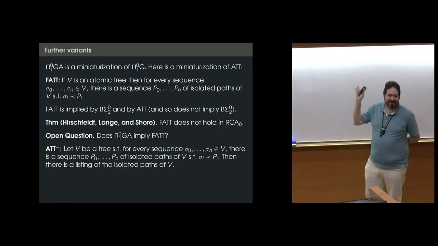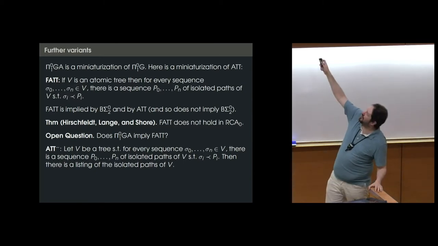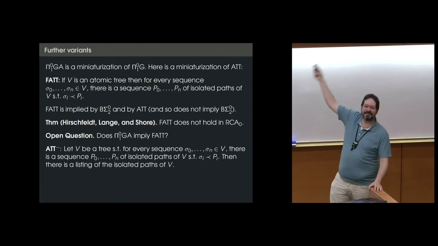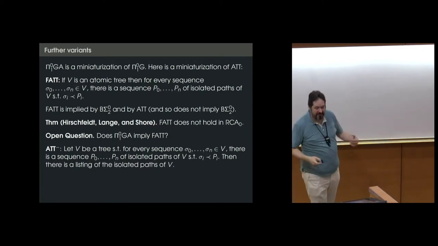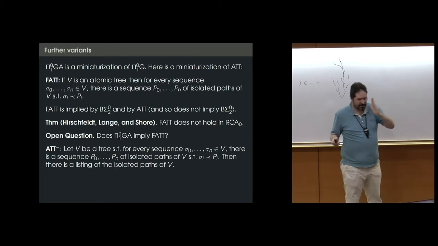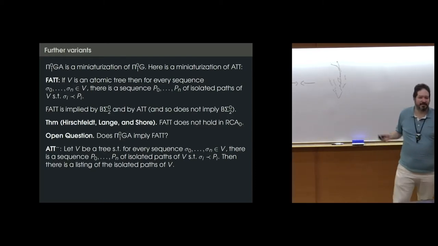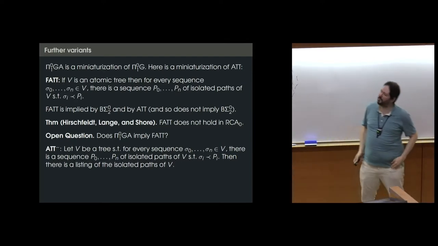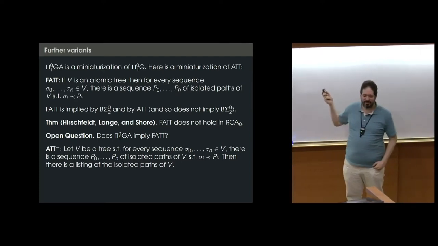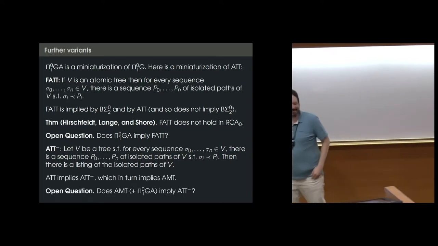And one last variation here. We can take the conclusion of the finite ATT and use it as the hypothesis of a theorem. We say, if you have a tree where for every sequence of nodes there's a sequence of isolated paths extending it, then there's a listing of the isolated paths. So that's another version. For some reason in the paper, we called it ATT plus, which is a horrible thing to do because it's weaker than ATT. So I'm using ATT minus here.